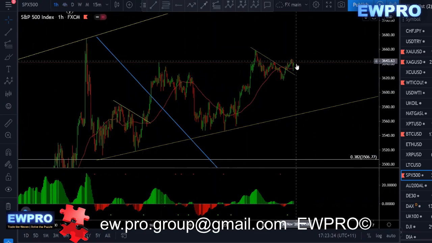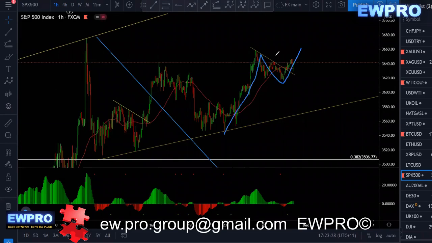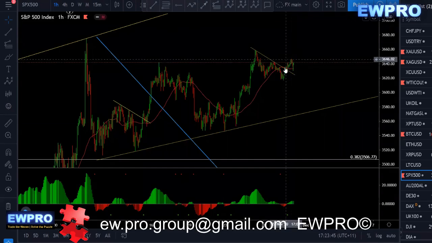Yeah, so ideally we want this A, B, C. We want this top here to be broken, give us that bearish divergence. Then trend line break, little flag, and look for that sell. You don't really want to be buying up here, unless it's quite risky.